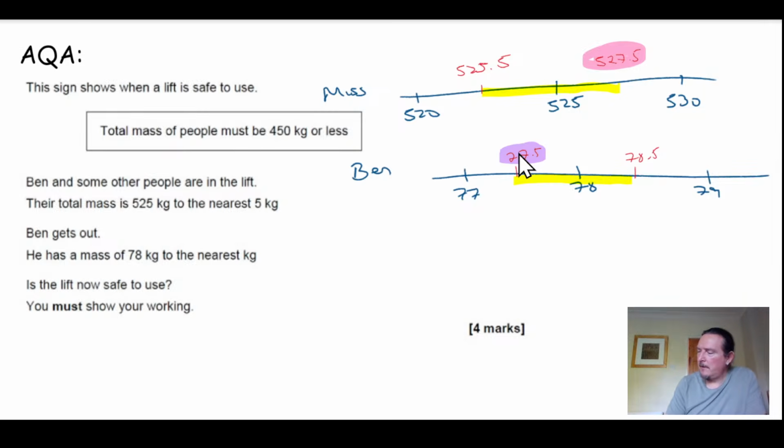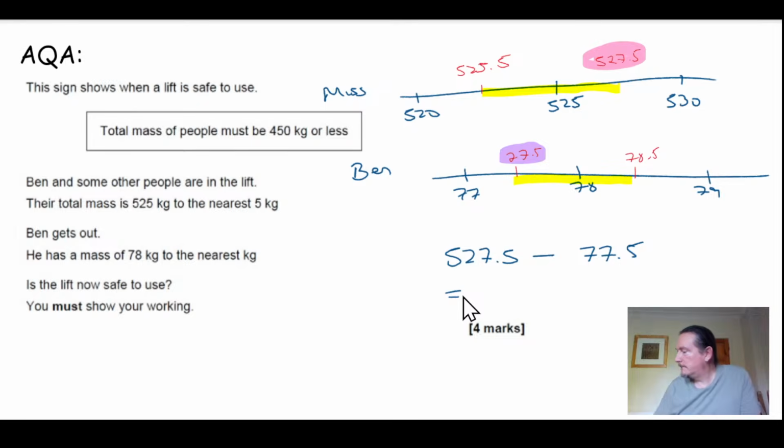Okay, so then if we take one away from the other, I take 527.5, the upper bound of the mass, and I take away the lower bound of Ben. What does that give me? 527.5 minus 77.5 comes out to be 450 exactly. So the worst case scenario is there's exactly 450 kilograms worth of weight in the lift.